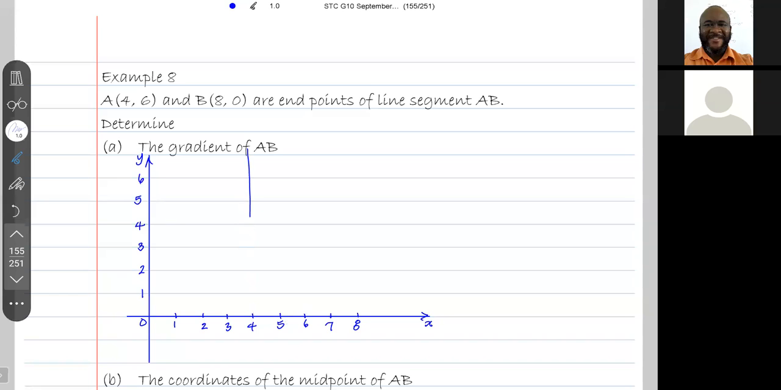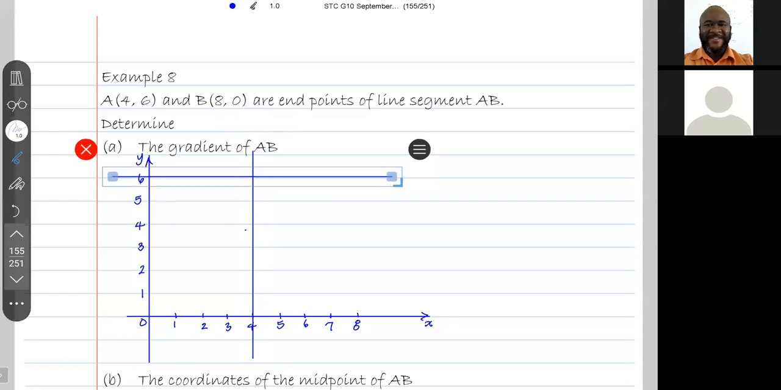Let's draw a straight line. That's 4. Let's bring it over. And as I'm saying, you don't have to do this to do the actual question. So this is the line x is equal to 4, and this is the line y is equal to 6. So this is the point (4, 6). So this is the point A. A is the point (4, 6).